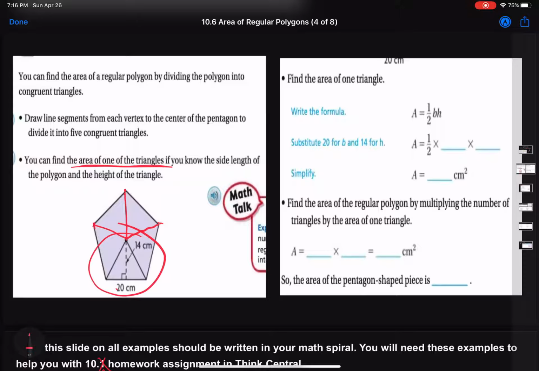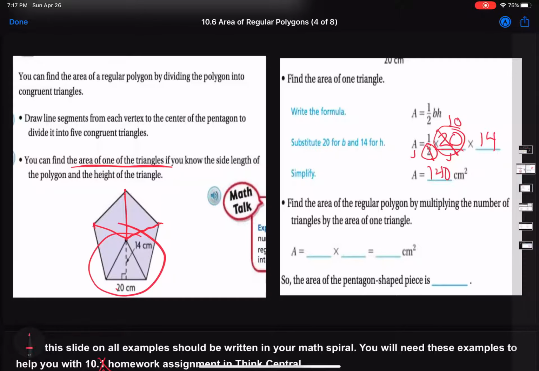They've given you the formula for a triangle: area equals 1/2 times base times height. So you're going to substitute 20 for b and 14 for h. Now it's up to you how you want to solve this. An easy thing to do here would be to cross cancel the 2 and the 20. 2 goes into 2 once, 2 goes into 20 10 times. So then all you have left is 10 times 14, which is 140.